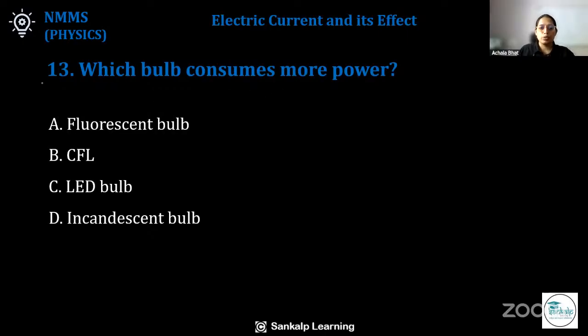Let us see question number 13 of NMMS physics chapter electric current and its effect. Which bulb consumes more power? A, fluorescent bulb. B, CFL. C, LED bulb. D, incandescent bulb. Which one is the correct answer? Here, which bulb consumes less power? LED. LED consumes less power.